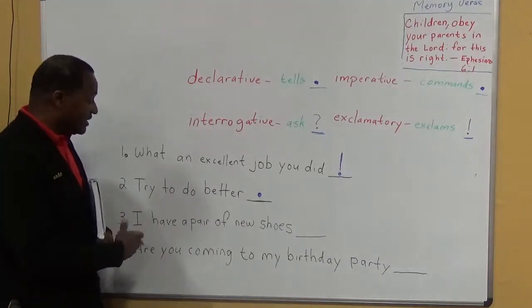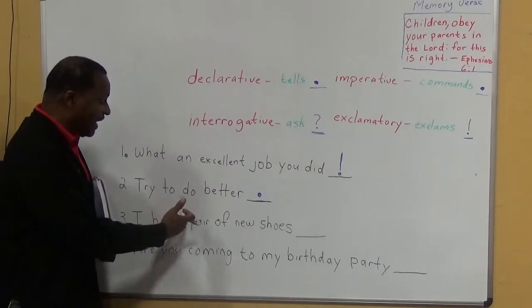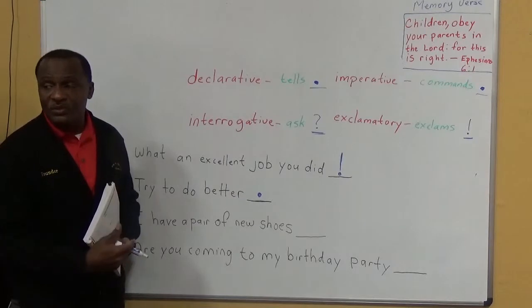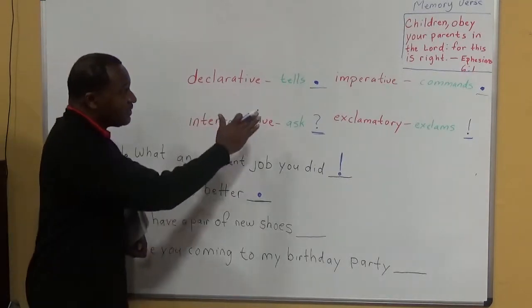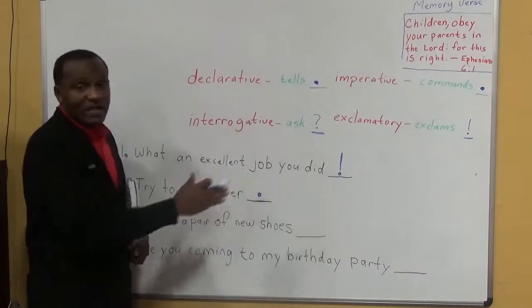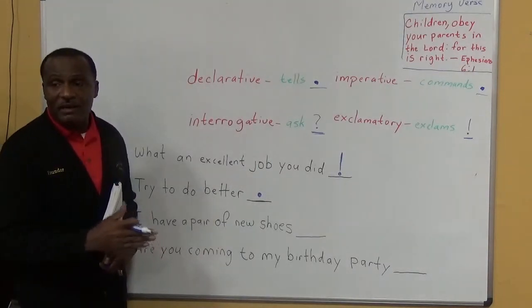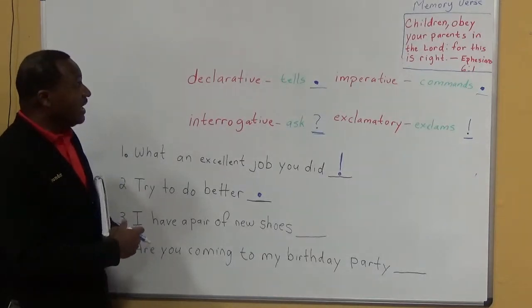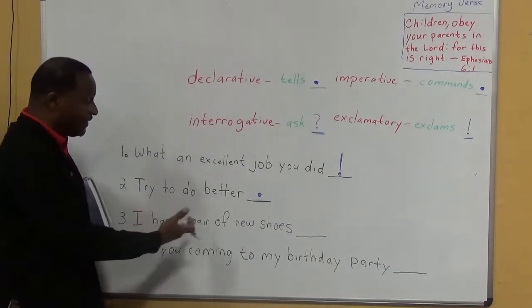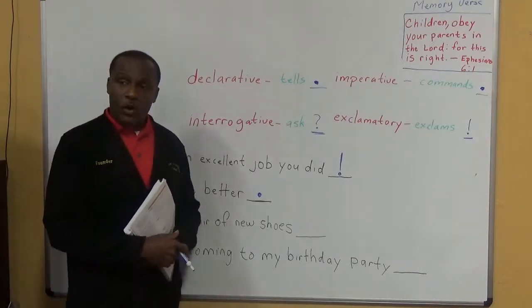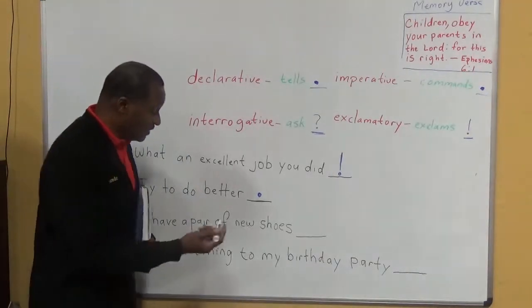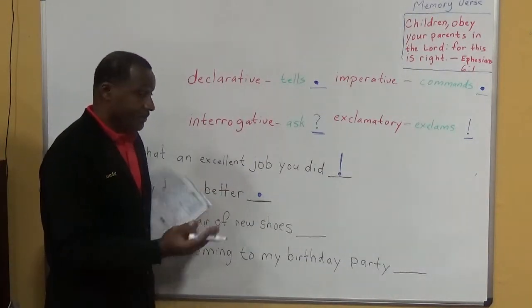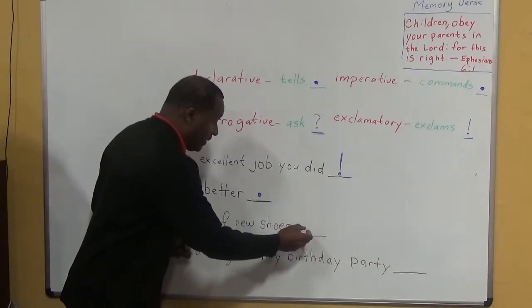So the next one is: I have a pair of new shoes. Is that a sentence that tells, commands, asks, or exclaims? Let's get Emil. What do you say, Emil? It tells us. It gives us information. I have a pair of new shoes. And I'd be saying, oh yeah, wow, that's really nice. So it's information. So that one ends with a what, class? Period. Right. It ends with a period.